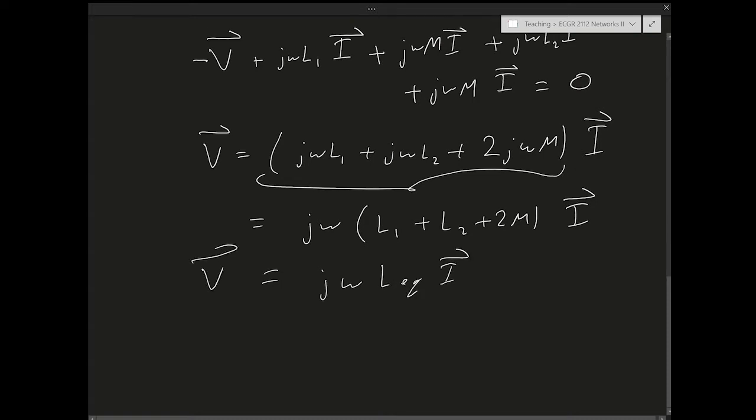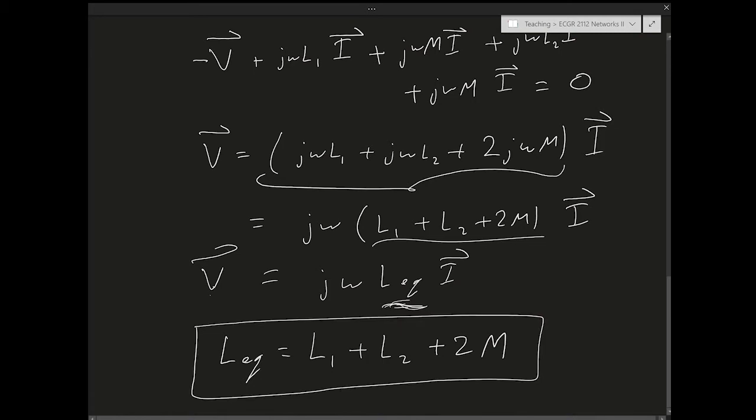So for this configuration, to give me the same voltage drop as the equivalent impedance, the inductance should equal this, right? Those two should equal each other to get the same voltage drop and the same current, right? So the L equivalent from just comparing the expressions is going to be L1 plus L2 plus 2M.